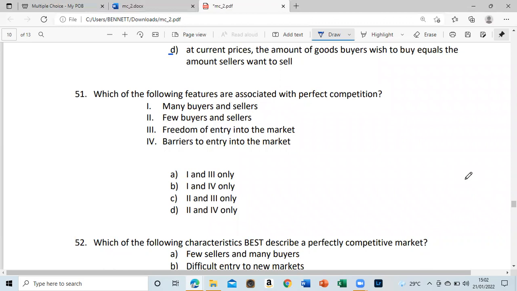Which of the following features are associated with perfect competition? Is it 1, many buyers and sellers, 2, few buyers and sellers, 3, freedom of entry into the market, 4, barriers to entry into the market? And that would be 1 and 3, many buyers and sellers.